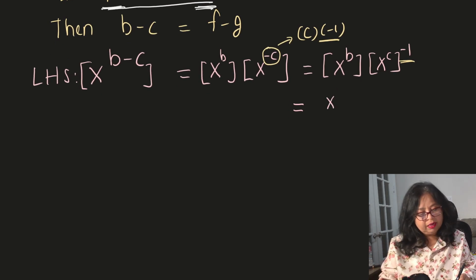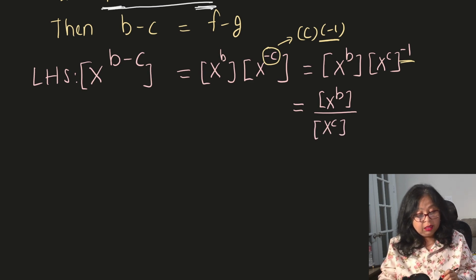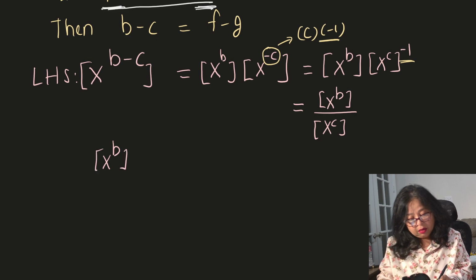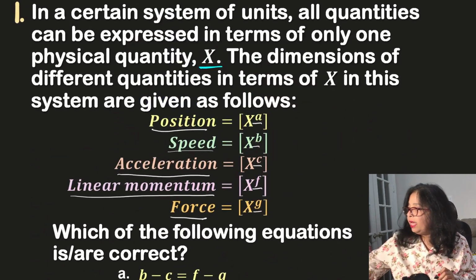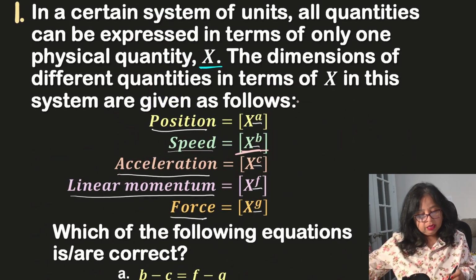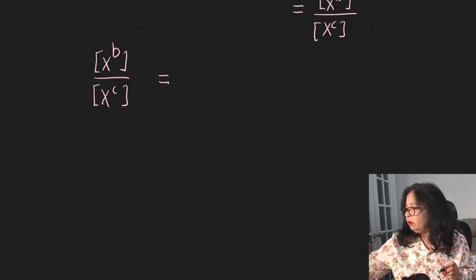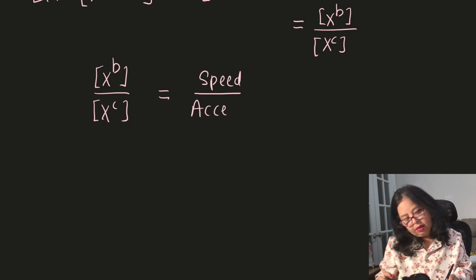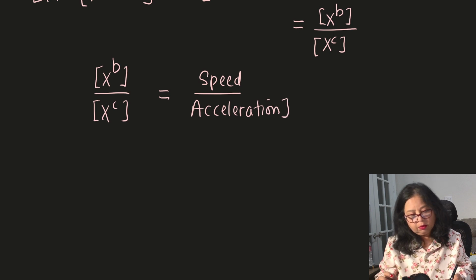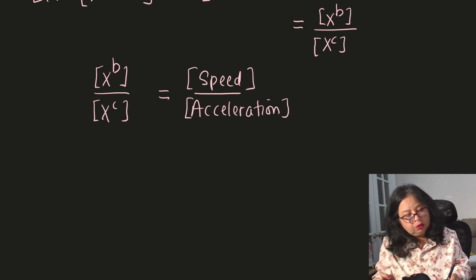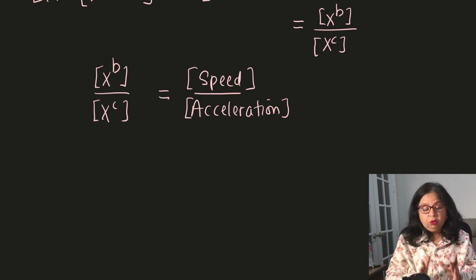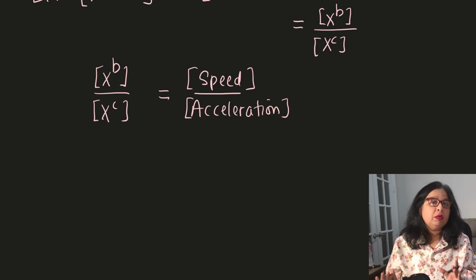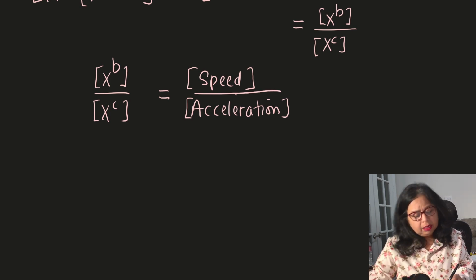I could write this as x to the power b's dimensional formula divided by x to the power c. Now let's see, x to the power b divided by x to the power c. What are these quantities? We're given that x to the power b is speed and x to the power c is acceleration. Very well. So this is equal to speed divided by acceleration. Now at this point, you could go two ways. You could either solve this in terms of dimensions or you can solve this in terms of the SI units. Let's do it with the dimensions first.